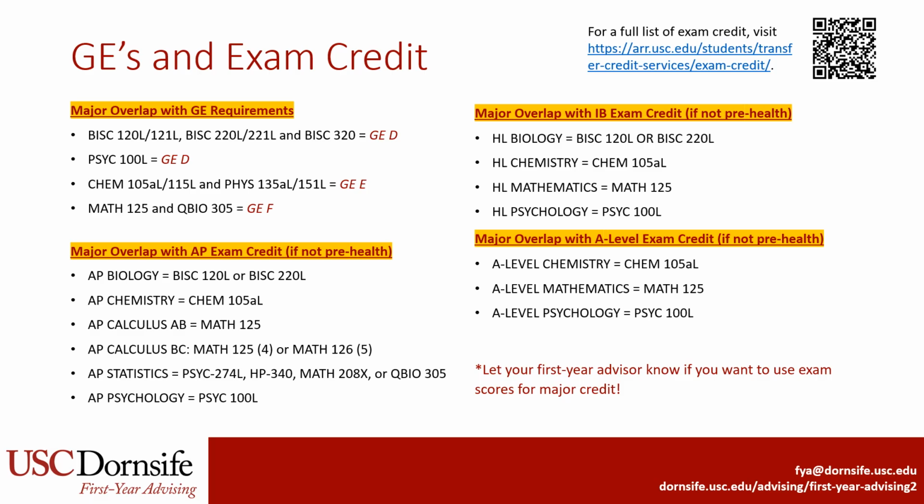Certain courses in these majors will overlap with some of the GE requirements. You may be able to fulfill GE D, E, and F through the neuroscience and computational neuroscience majors. This will be important to remember when you are selecting a GE seminar to register for. You do not want to select a GE seminar that will fulfill any of these GE categories since they will already be completed. It is also possible to fulfill some of the major requirements with AP, IB, or A-level scores if you are not pre-health. If you are pre-health, you may not use exam scores to fulfill these requirements. You can scan the QR code here to see a full list of exam credit.